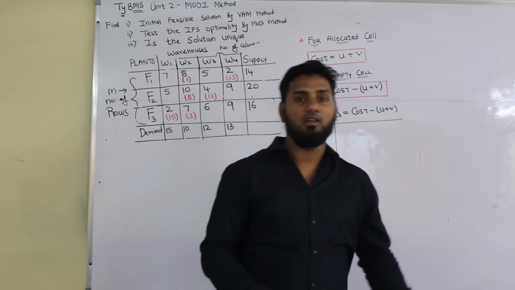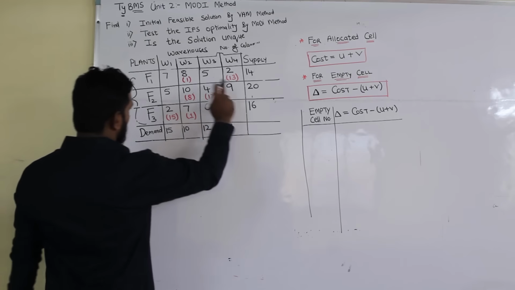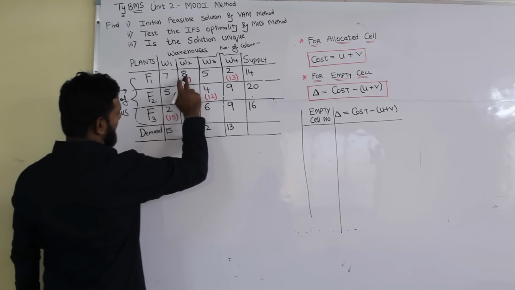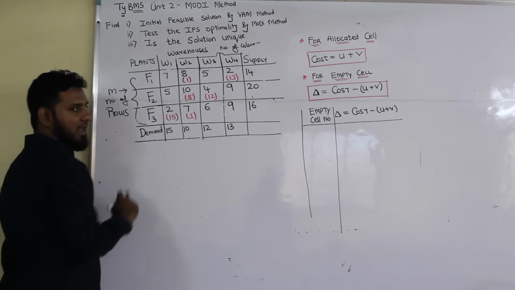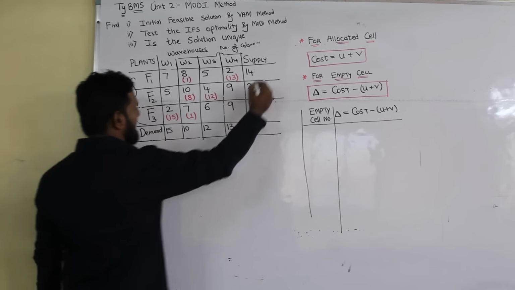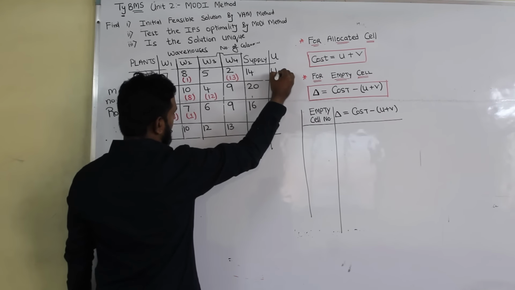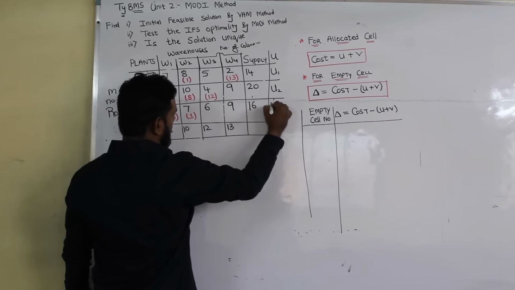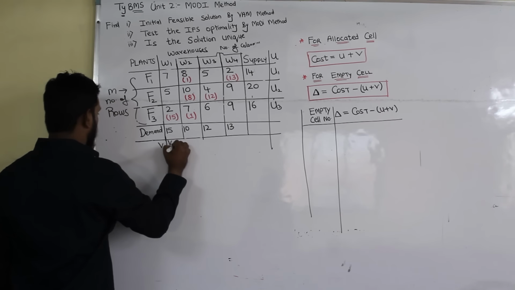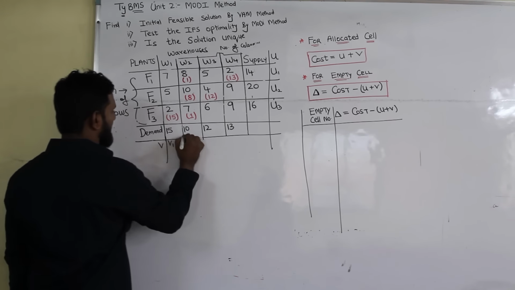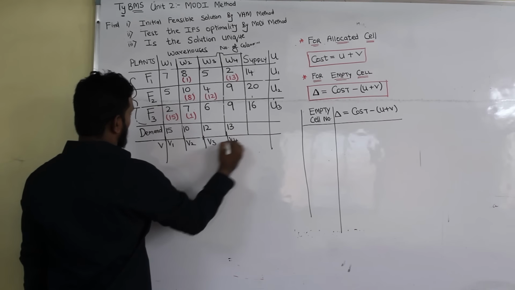So let us start with the sum. तो पहला हम अपने सम में we will check out which are the allocated cells. So as you can see over here, we got the allocated cells which are marked with a red color marker. So these are the allocated cells. So now first we will calculate U. So we will make a column U. In U we have U1, U2 and U3. And in V we have V1, V2, V3 and V4.